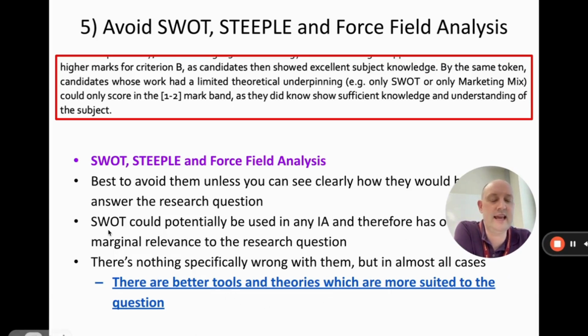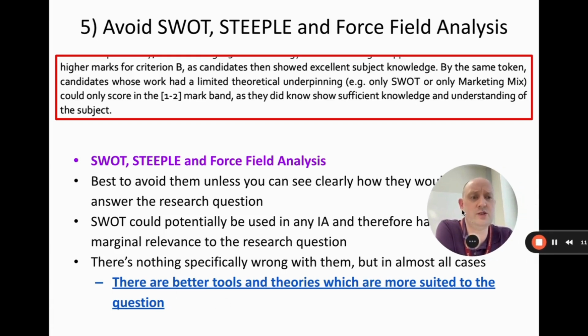And the SWOT is going to take up word count. It's not going to overly help you answer your question. And there are other tools and theories which are going to do a much better job at answering your research question. Same for a steeple, same for a force field analysis. However, saying that, there are times when these three work really well within an extended essay, but in general, it's better to avoid them.